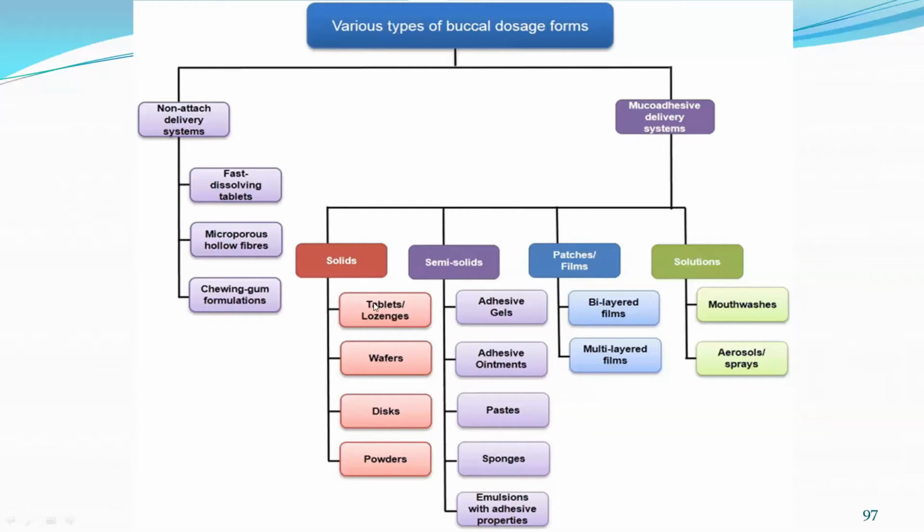Once again, the muco-adhesive delivery systems are classified into solids, semisolids, patches and solutions. In the solids: tablets, wafers, discs and powders. In the semisolids: adhesive gels, adhesive ointments, pastes, sponges and emulsions with adhesive properties. In patches, bilayered and multi-layered patches will be present. And in solutions: mouthwashes, especially deodorant mouthwashes, and aerosol sprays. So these are all the classifications in the buccal dosage forms.